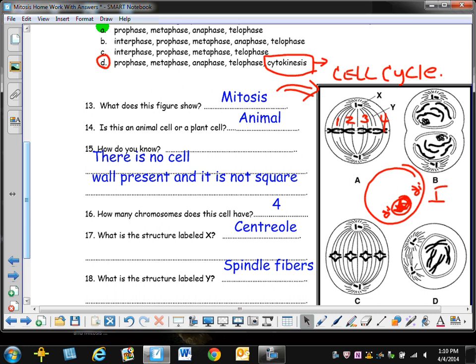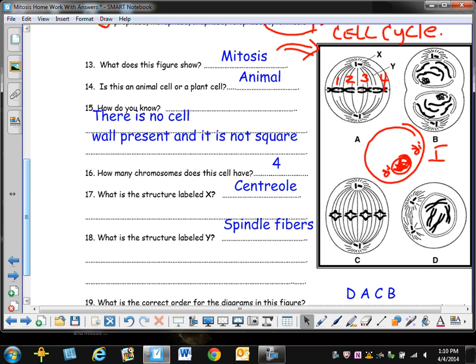Okay. What is the structure labeled X? Well, X is right up here, and it's shooting out its fancy Spidey-Man stuff. So this must be our centriole. It's the centriole. And there's 2 words that we get confused that both start with C, centriole, centromere. And we'll talk about what the centromere is and what the centriole is. But the centriole shoots out the spindle fibers. That's what Y is. All of these are spindle fibers. They go down, hook onto the chromosomes, and pull them back towards the poles.